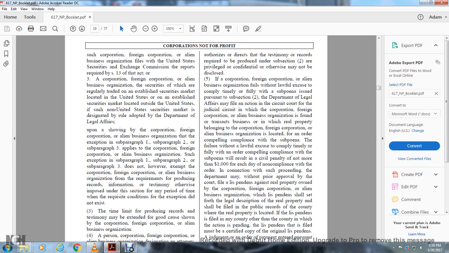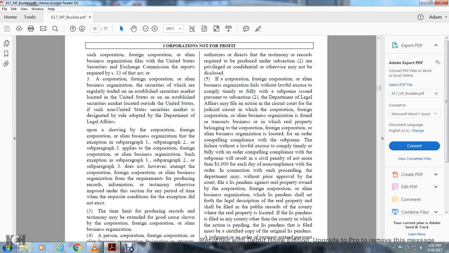5. If a corporation, foreign corporation, alien business organization shall fail without lawful excuse to comply timely and fully with the subpoena issued pursuant to subsection 2, the Department of Legal Affairs may file an action with the circuit court with the judicial circuit in which the corporation, foreign corporation, or alien business organization transacts business or in which real property belonging to the corporation is located, for an order compelling compliance with the subpoena. The failure without lawful excuse to comply fully and timely with the order compelling compliance with the subpoena shall result in a civil penalty of not more than $1,000 for each day of noncompliance with the order.